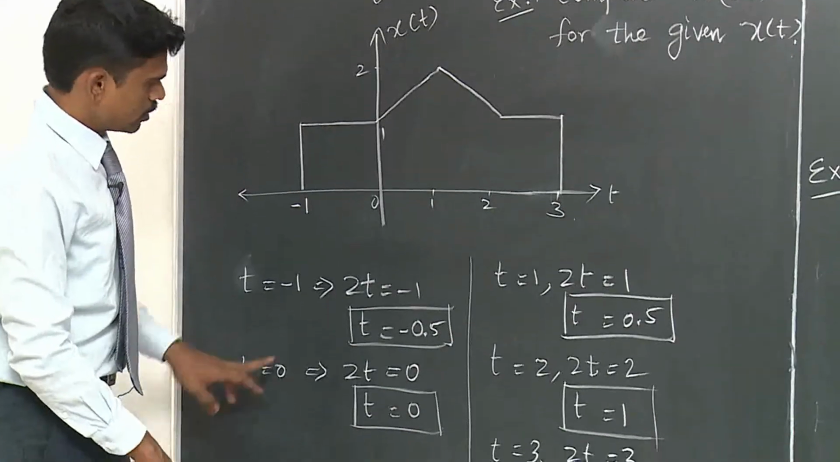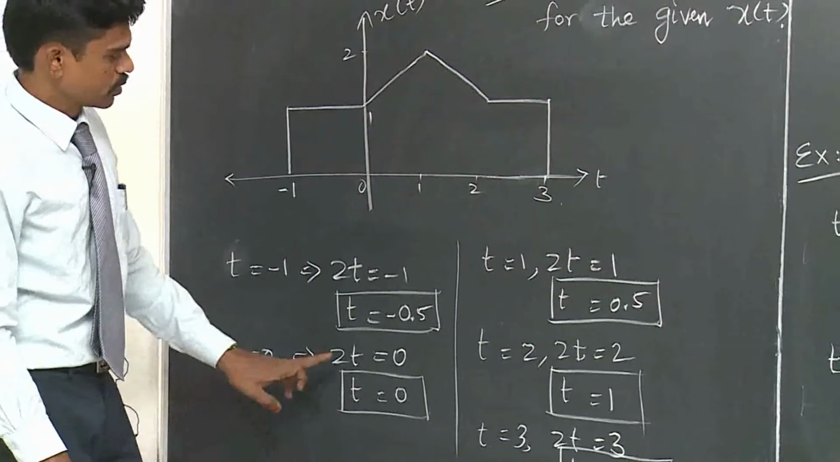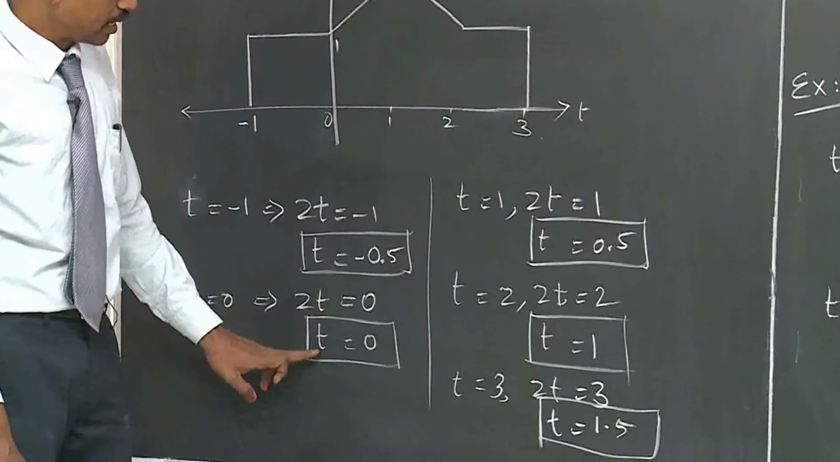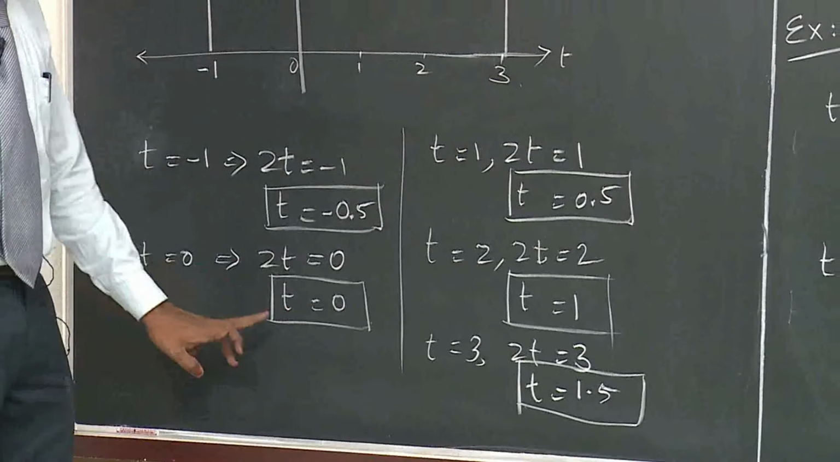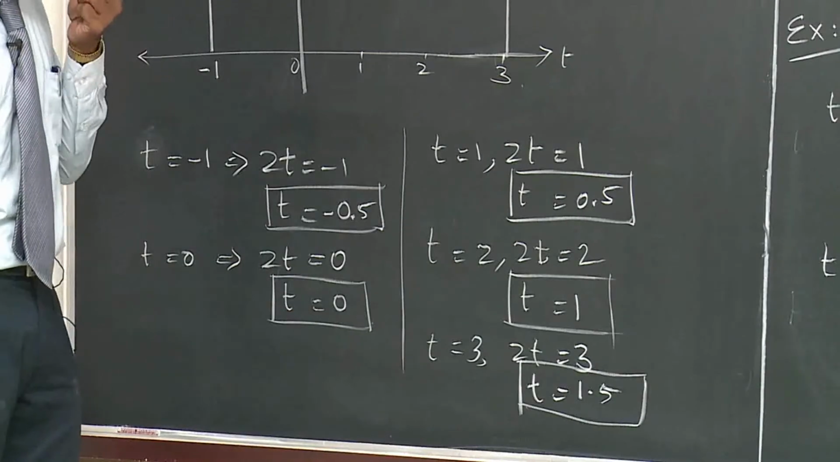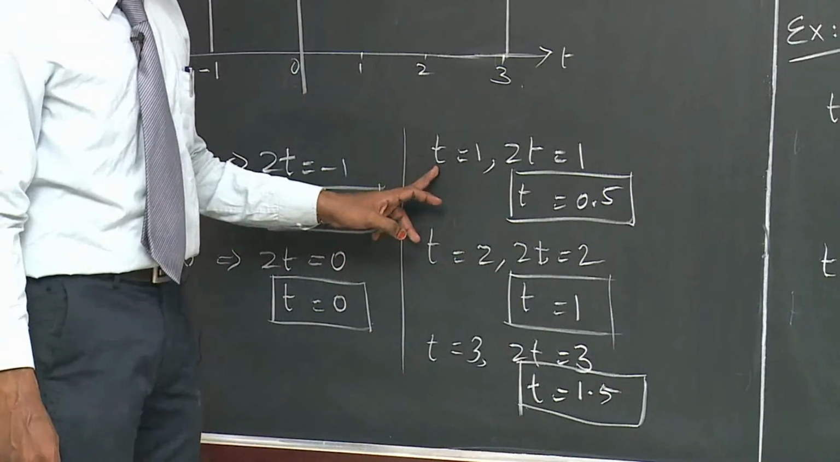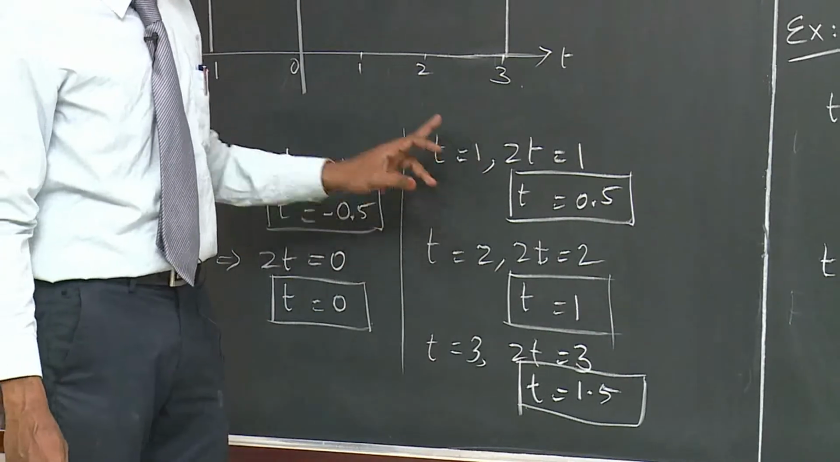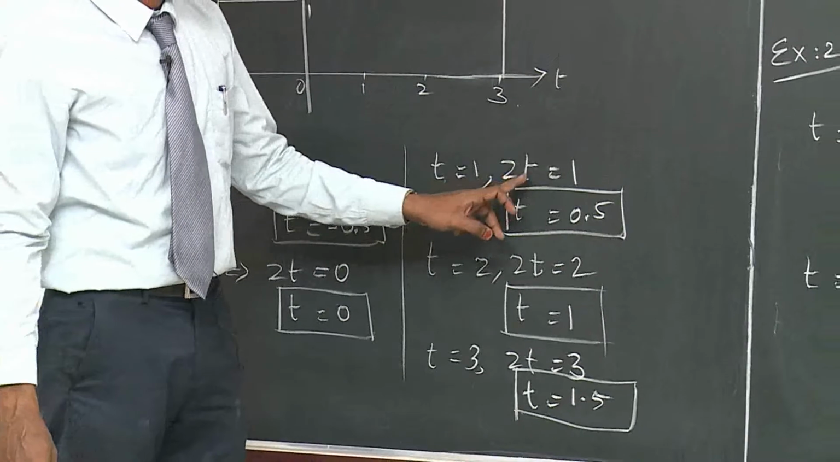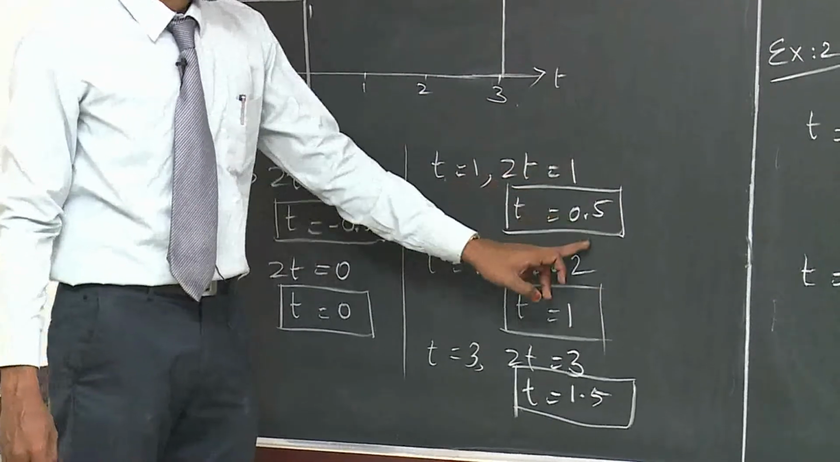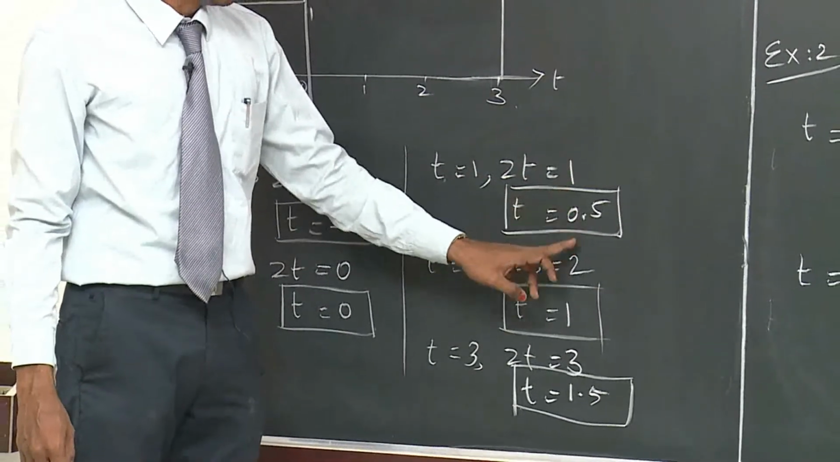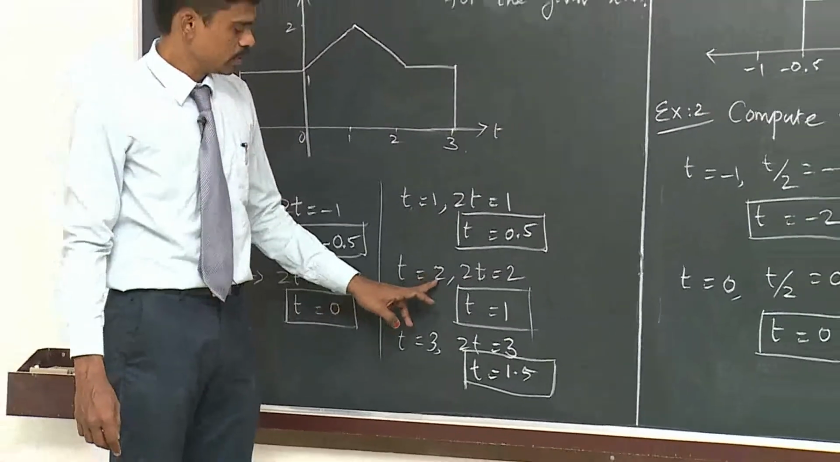Next t is equal to 0. 2t is equal to 0, then again t is also 0. So the origin is not shifted anywhere, not scaled. Next t is equal to 1. 2t is equal to 1, so t is equal to 1/2, which is 0.5.